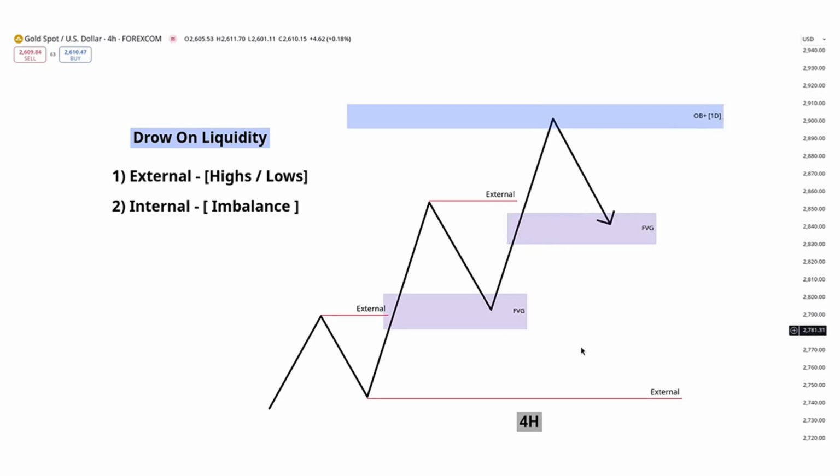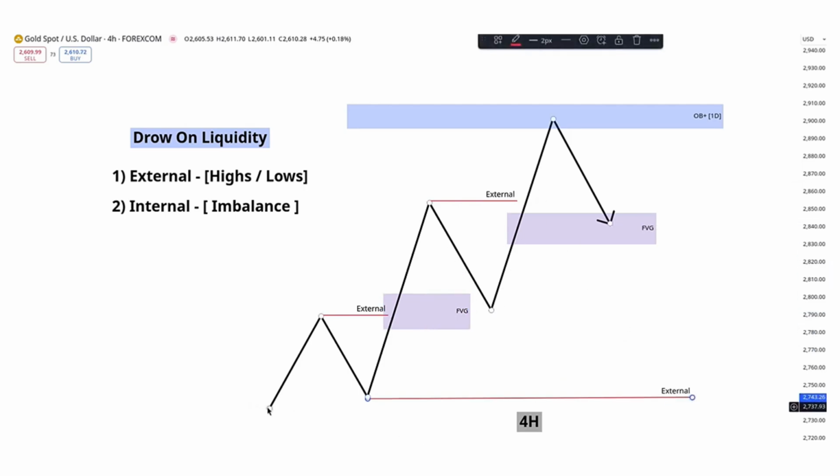However, we won't consider this low because it's within the range of another low, making it internal liquidity. But this external liquidity, an old low, will be our draw on liquidity. In the future, we expect the market is likely to come to this level. So, what can the market do? We think it might dump to collect this liquidity, then take internal liquidity, and dump again.